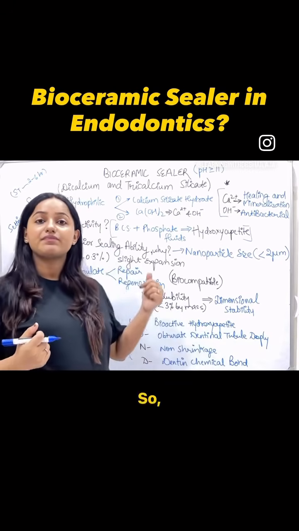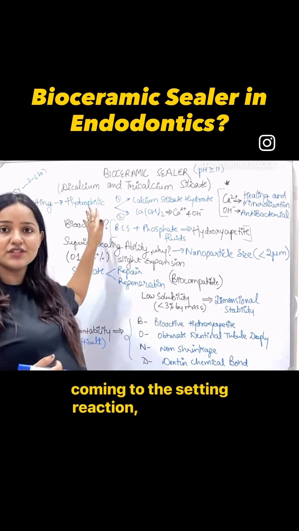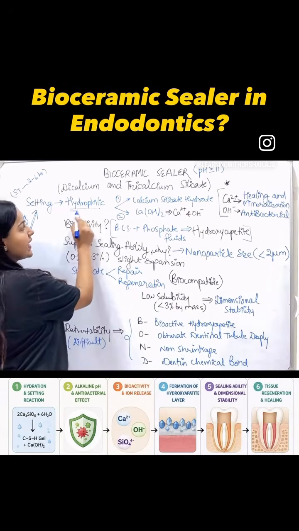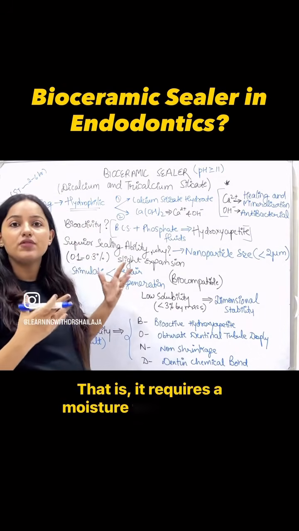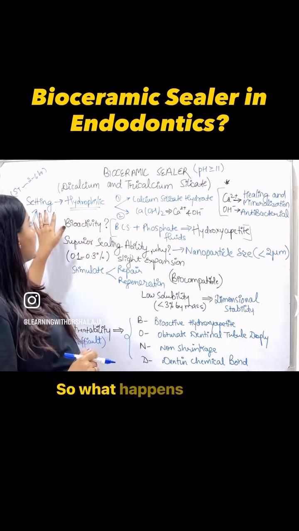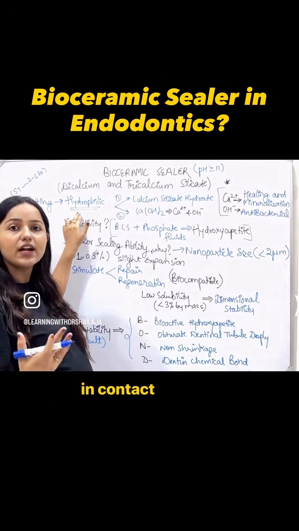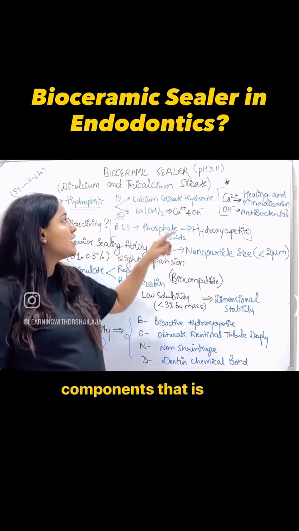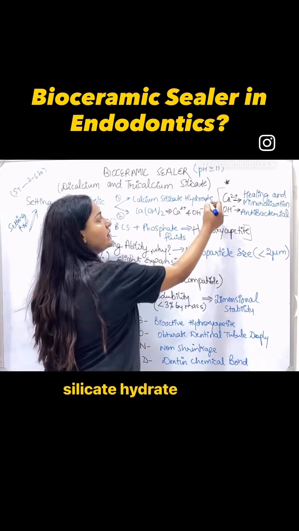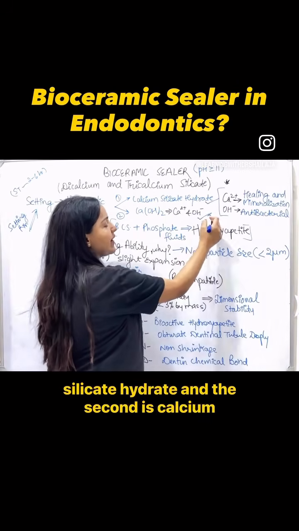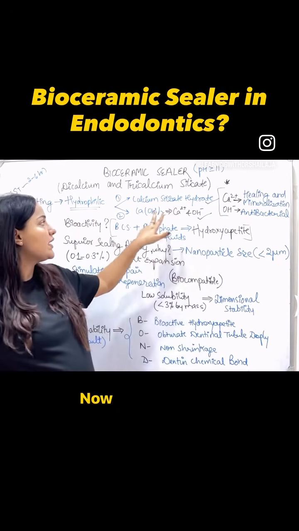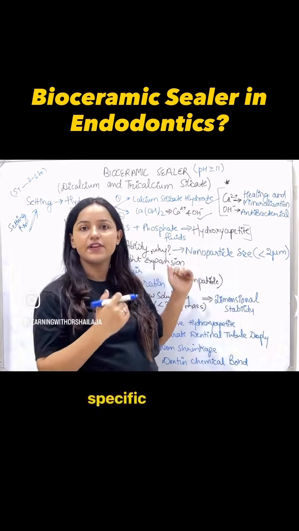Okay. So coming to the setting reaction, as we know that bioceramic sealer is hydrophilic in nature. That is, it requires moisture for the setting reaction. So what happens is when bioceramic sealer comes in contact with the tissue fluids or the moisture, it forms two components. That is, first calcium silicate hydrate and the second is calcium hydroxide, which dissociates into calcium and hydroxide ions.